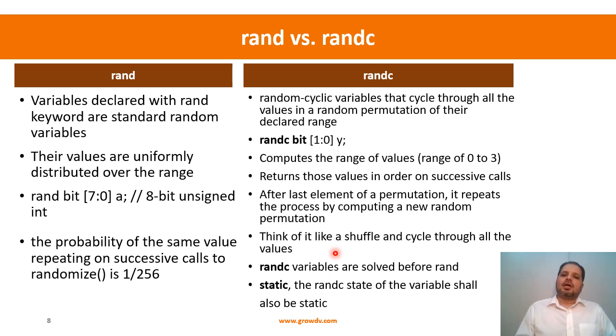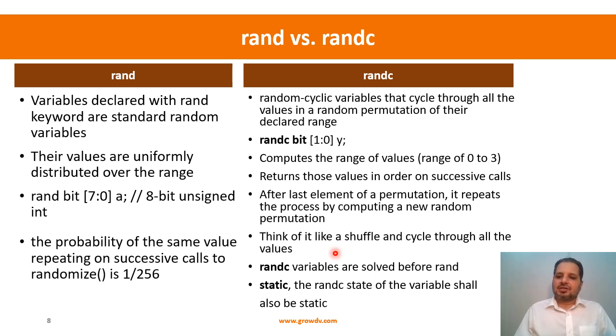It will ensure that all the values occur before any repetition takes place, so it goes through cyclically. Whereas with rand, that is not what happens. A particular value could appear multiple times before the others appear. Although the probability is uniform, that doesn't mean it would never repeat before the other values. Statistically, it is uniform. But in the case of randc, every value gets a chance to occur in some order, and only when all the unique values are exhausted do you go back and repeat. So that's what randc does.